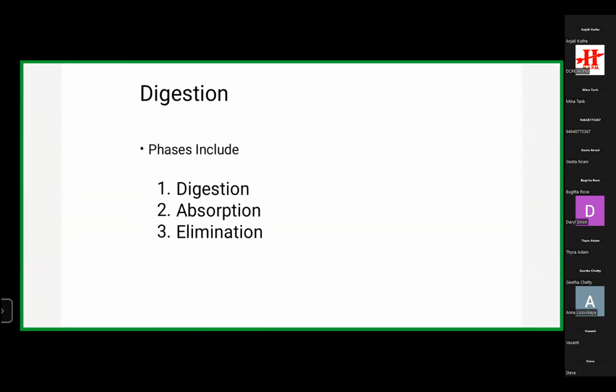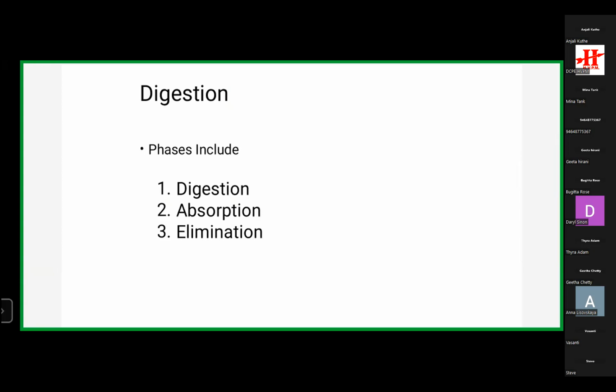In the last lecture, we discussed the digestive system and the cardiovascular system. Now we are continuing the digestive system today. In the last lecture, I am taking the review. Digestive system includes ingestion of food, then digestion, absorption, assimilation, and elimination of the waste products. These are all the phases of the digestive system.